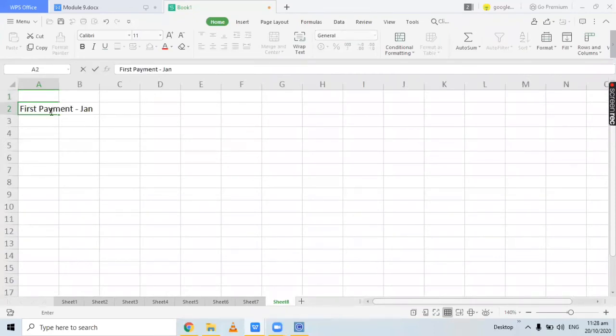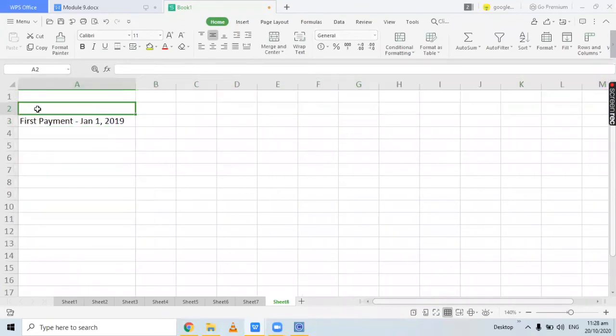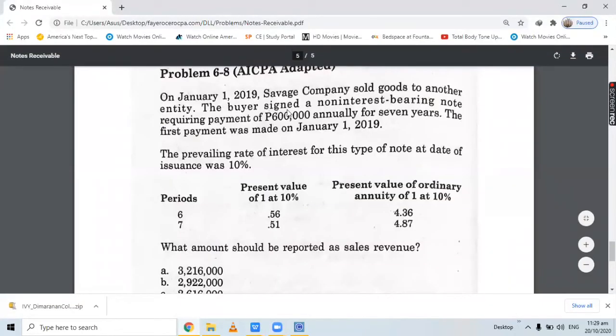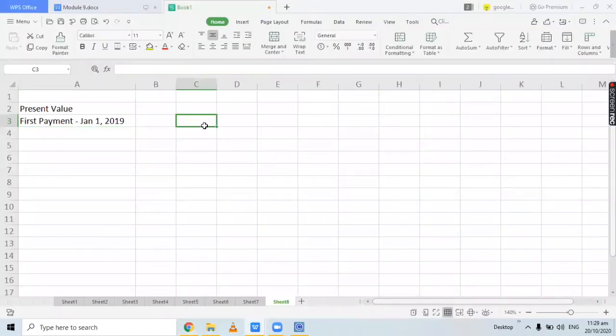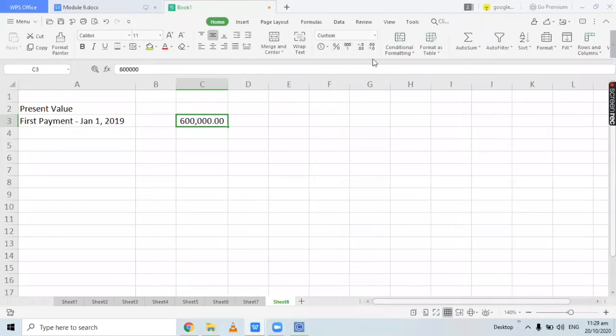On January 1, 2019. So we need to get the present value. What is the present value of the first payment? 600,000. It's still 600,000 because there is no time; it's the same date, so no interest has been earned yet. There's no way you could discount it because it's the same day. So 600,000 is the face value, and 600,000 is also the present value.